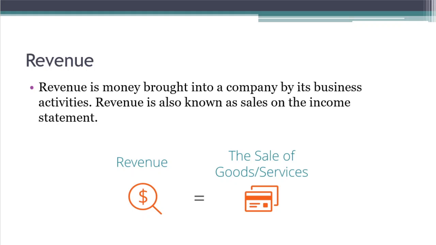Revenue is the money brought into a company by its business activities. Revenue is also known as sales or sales turnover in the income statement. For example, revenue earned by the sale of goods or services, revenue earned by the interest or dividend revenue, etc.